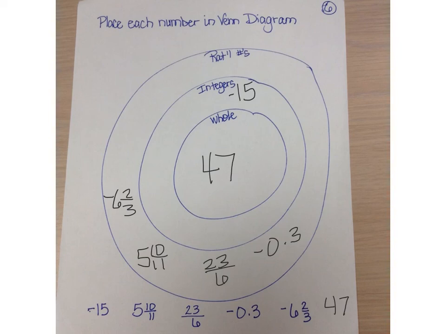And if I ask you to classify negative 15, you would say, well, it's outside here, so it's in the integer circle, and it's also included in the rational numbers circle, so it is both of those. It's not in the whole number circle, so we can't call it a whole number. Now, any of the fractions or decimals on the outside, we only call them rational numbers. We don't call them integers, we don't call them whole numbers. They're only in the rational number circle.